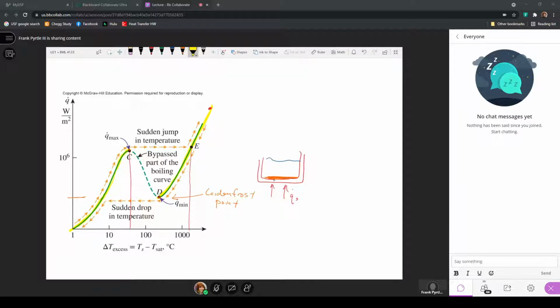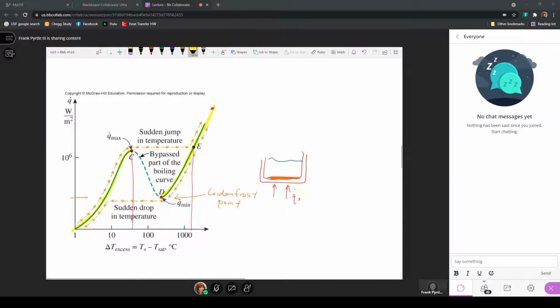But we don't really have to consider that, just know that between C and D here, this is not a part of the pool boiling curve that you would control or get to by controlling the heat flux that we put into the liquid water to get boiling to occur.